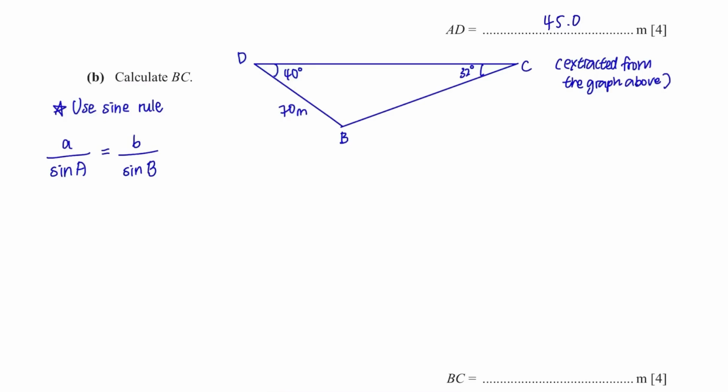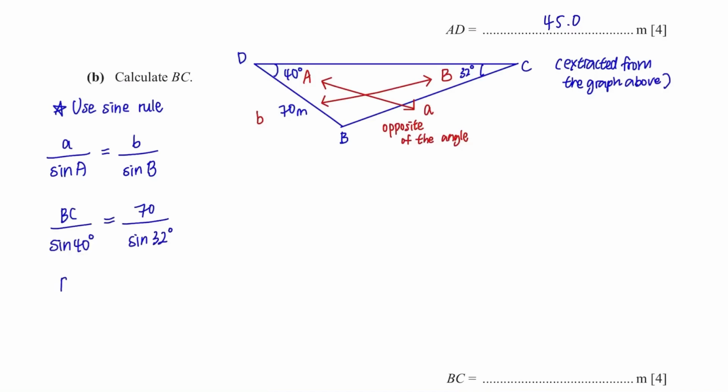This is the sine rule. If this side is small letter a, the angle opposite to it will be capital letter A, and the same for other sides as well. Alright, substitute the values, rearrange them, simplify, and the answer is 84.9, correct to 3 significant figures.